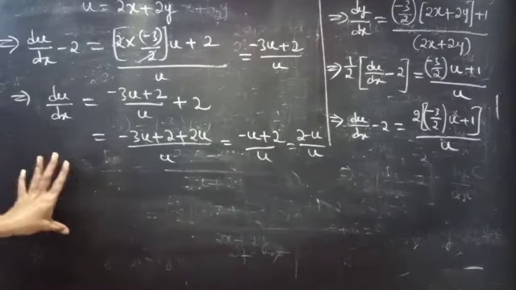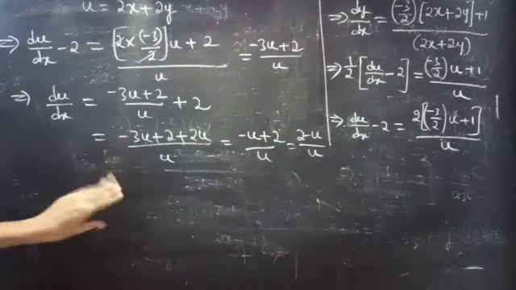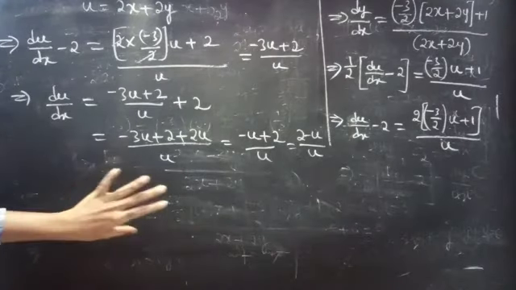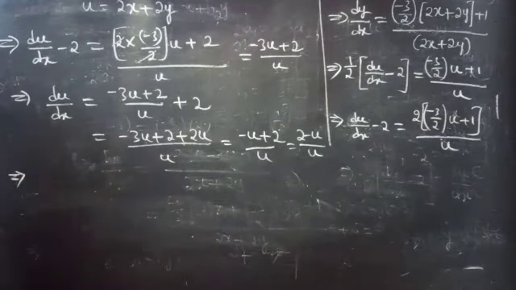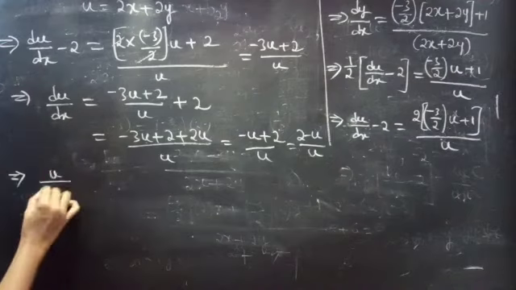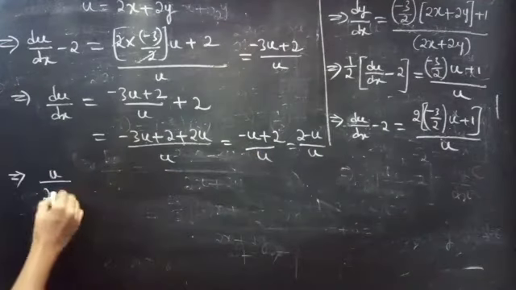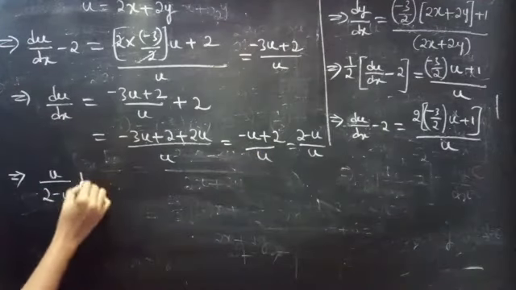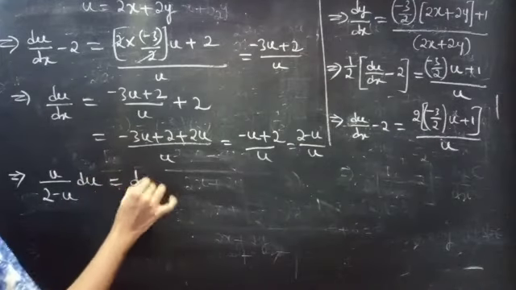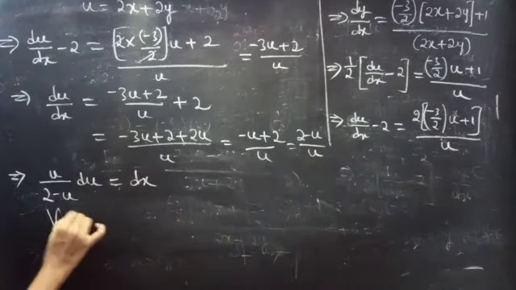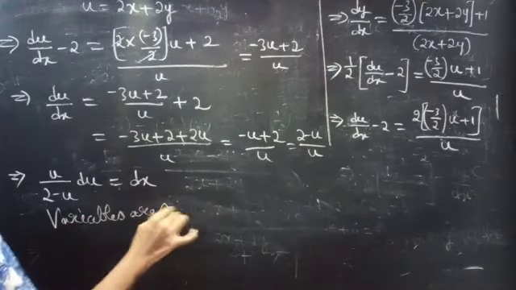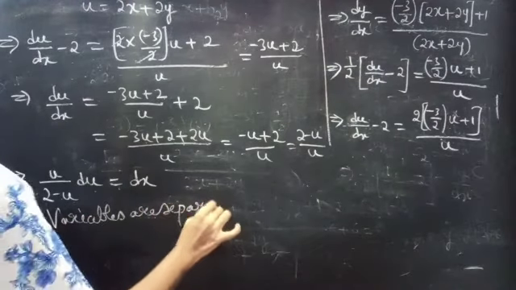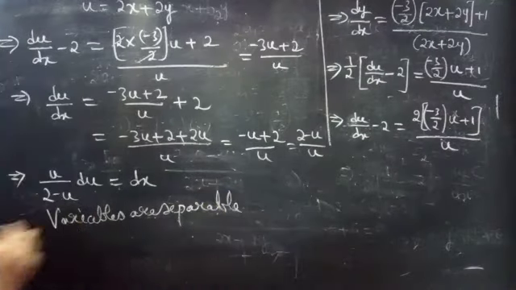Now we'll write all the functions of u and differential du on one side and all the functions of x and differential dx on the other side. Simply we are separating the variables. Then you'll get u by (2 minus u) into du equals dx. So here variables are separable. Since variables are separable, we can perform integration.